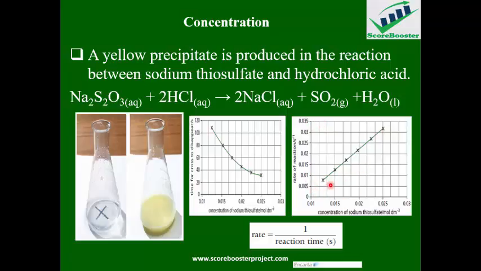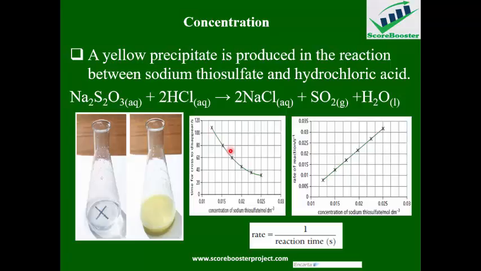So now at small concentration, we have small rate. At higher concentration, we have higher rate. I think this one is simpler to explain than this. So this result now proves to us that the concentration affects the rate of chemical reaction. If you have more concentration of any of the reactants, you have a faster rate of reaction.